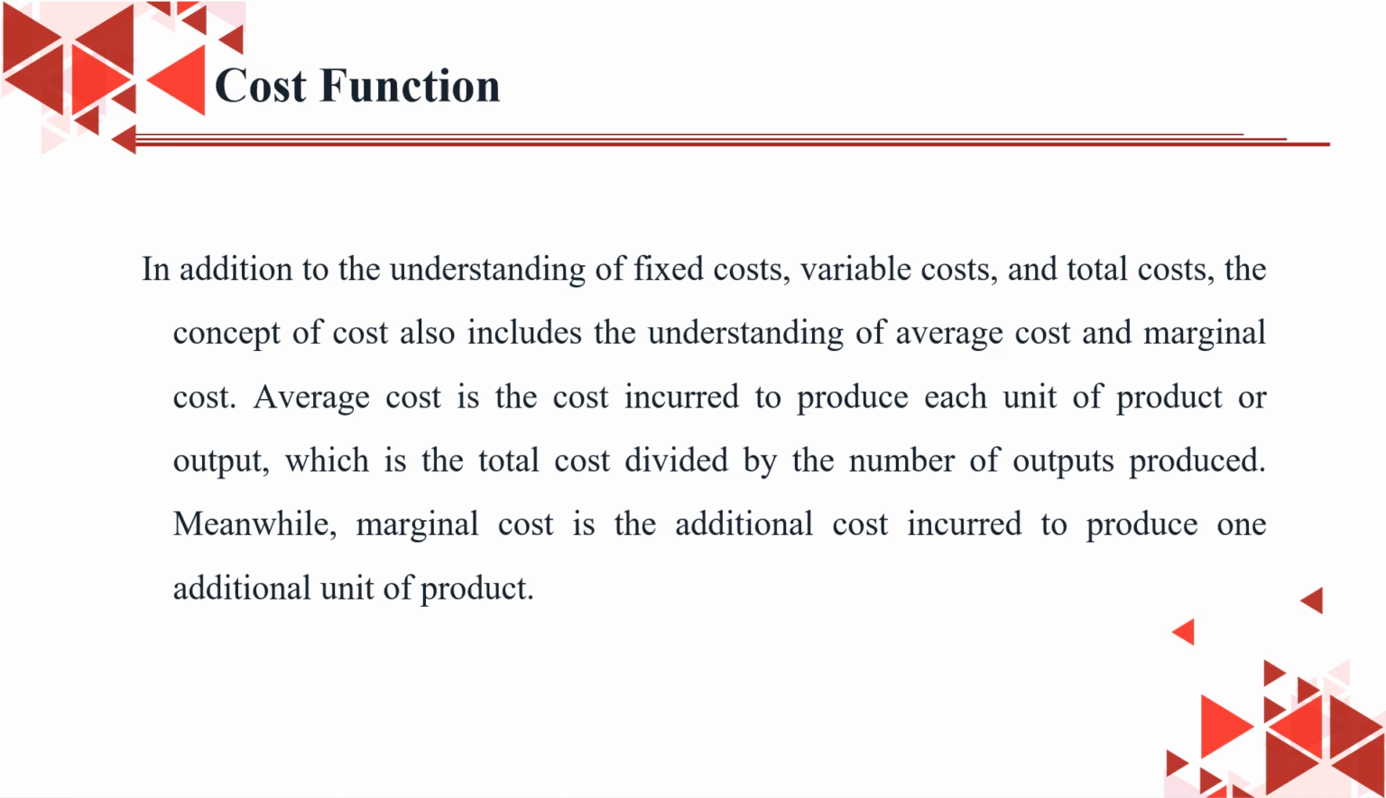In addition to the understanding of fixed cost, variable cost, and total cost, as I have mentioned previously weeks ago, the concept of cost also includes the understanding of average cost and marginal cost. Average cost is the cost incurred to produce each unit of product or output, which is the total cost divided by the number of outputs processed. Meanwhile, marginal cost is the additional cost incurred to produce one additional unit of product.